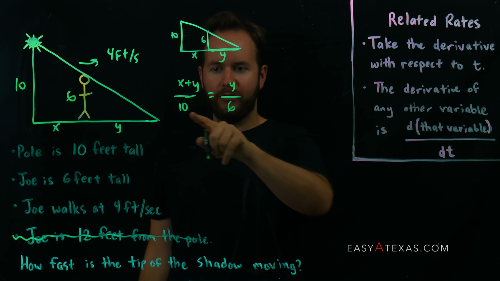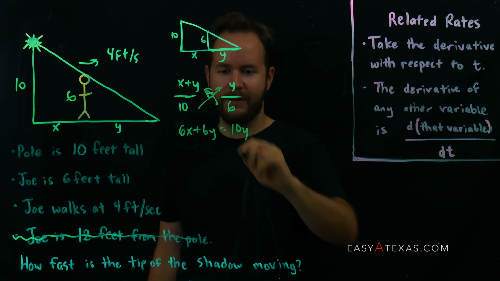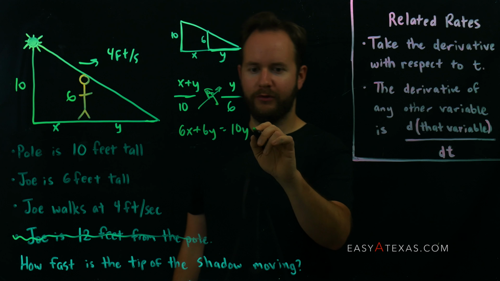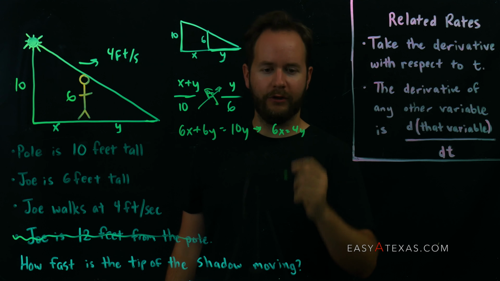Okay, let's multiply both sides by 10. We're just going to cross multiply. Multiply that 6 over, multiply that 10 over. This is going to give me 6x plus 6y equals 10y. I'm going to subtract 6y from both sides, giving me 6x equals 4y. And you know what I'll do? I'll also divide by a factor of 2, giving me 3x equals 2y.